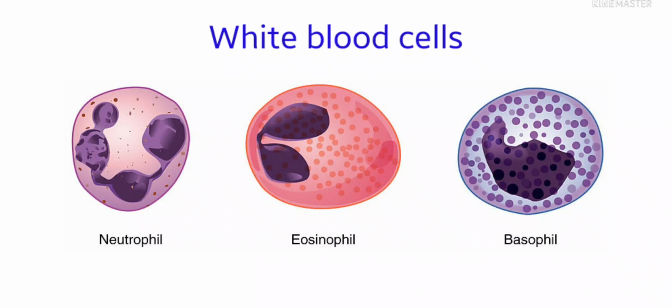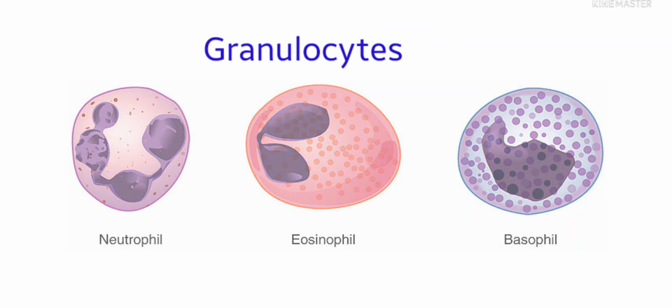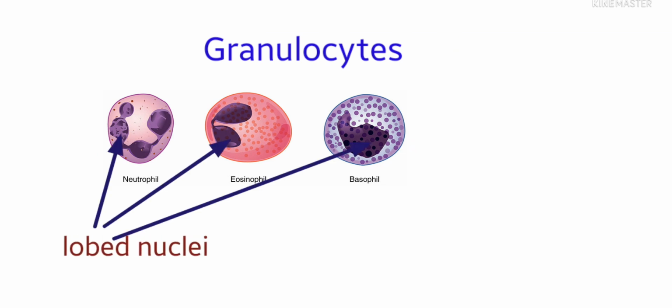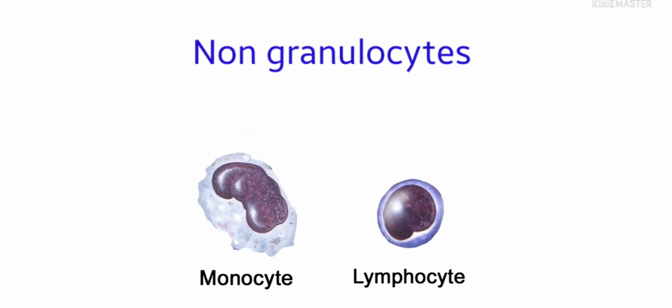About 75% of white blood cells have large lobed nuclei and are irregularly shaped. They have tiny granules in their cytoplasm, and because of this, they are called granulocytes. And there are 3 types of granulocytes: neutrophils, eosinophils, and basophils.